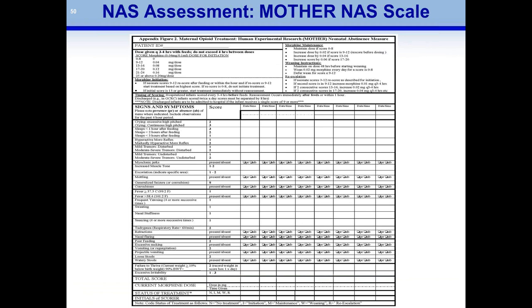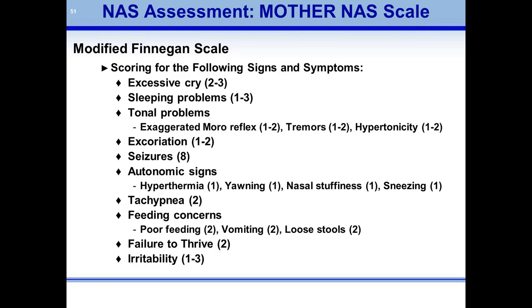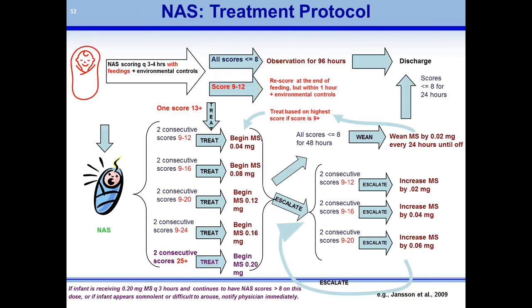This is just an example of the tool that we used in the MOTHER study. I'd be happy to provide a copy for those people that are interested in the tool. We had definitions that were developed based on modifications of D'Apolito's definitions of the different items that include anywhere from excessive cry down to feeding concerns. We actually added the failure to thrive and the irritability for our modification of the Finnegan tool.